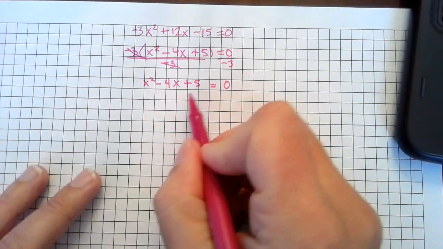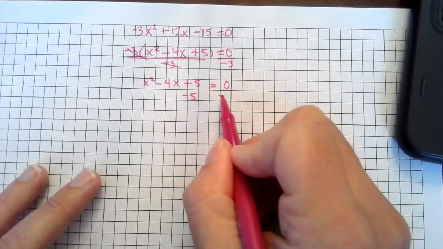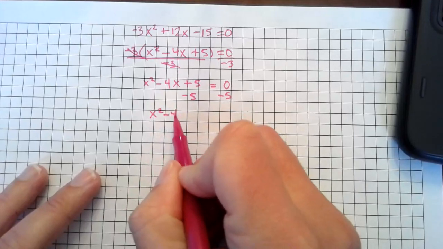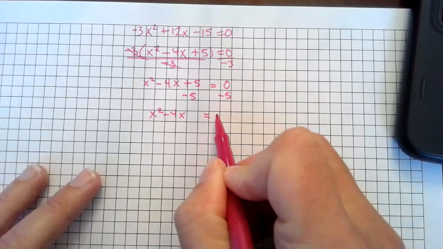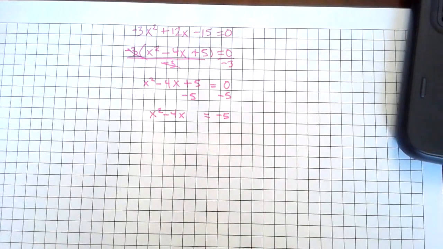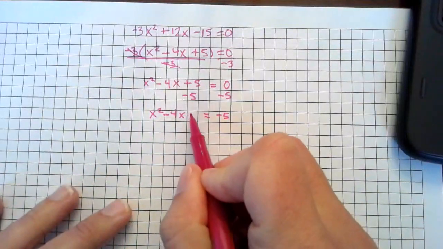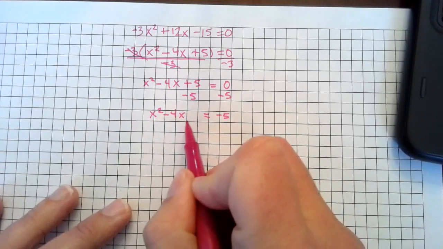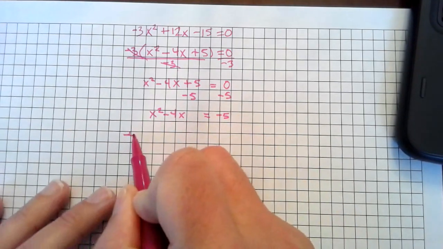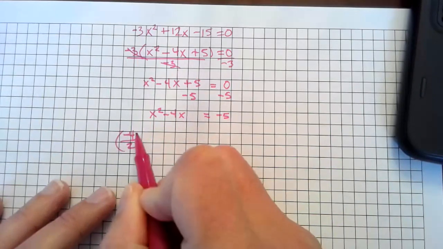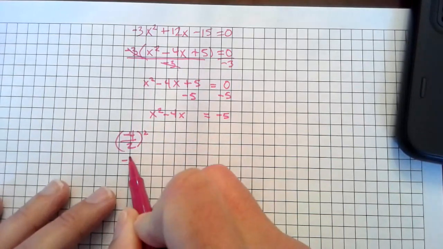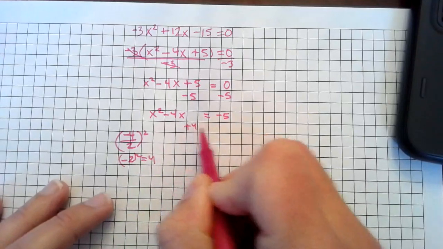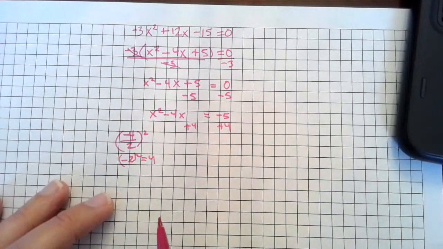All right, so now what I'm going to do is subtract 5, which gets x squared minus 4x equals negative 5. Okay, I want to find the value here, my new constant, to make this into a perfect square trinomial. I'm going to take half of my b and then square it. That gives me negative 2 squared, which is 4. So I'm going to add 4 here. I'm going to add 4 here.